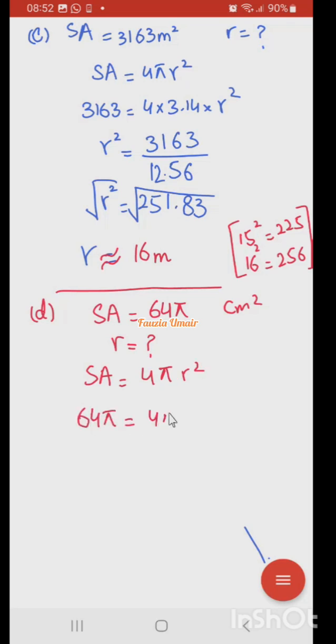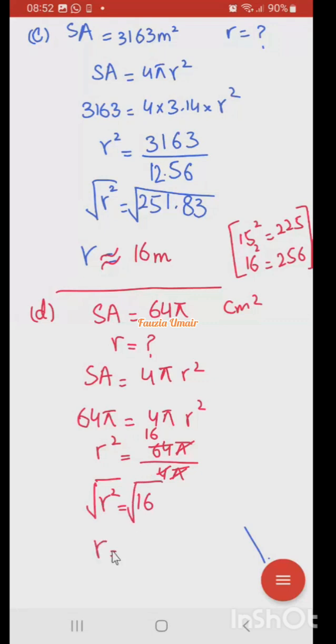Now as there is pi in the surface area, I will not put the value of pi here because it will be cancelled. So r square is 64 pi divided by 4 pi. So this pi is also cancelled and this 4 can also be cancelled, right? So r square is 16. So take square root on both sides. So r would be square root of 16, which is 4 centimeter, right? So this is the exact answer. So we will not use the sign of approximation here, right?